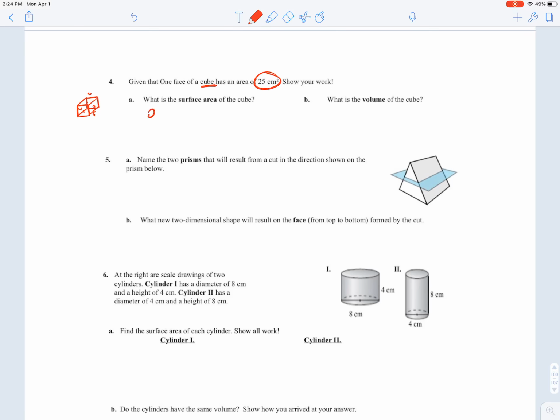So all you're going to do is you're going to take 25, and you're going to multiply it by 6, and that will give you your surface area. So let's go ahead and do this. 6 times 5 is 30, 6 times 2 is 12, that's 15. So it looks like your surface area is going to be 150 centimeters squared.